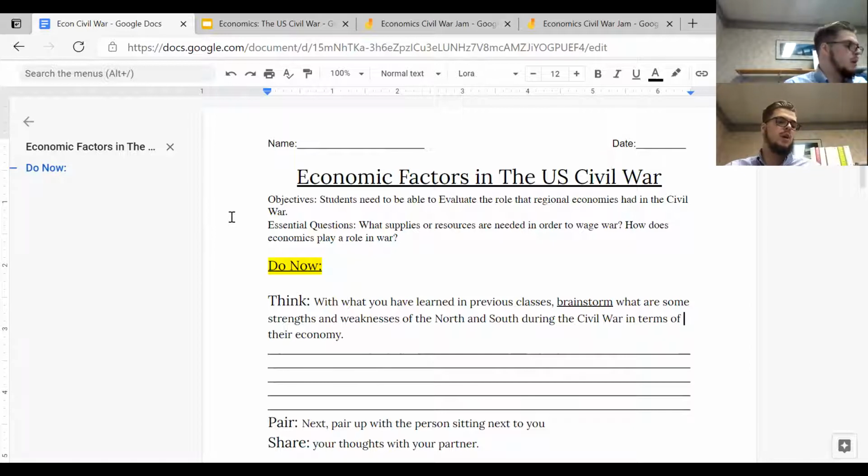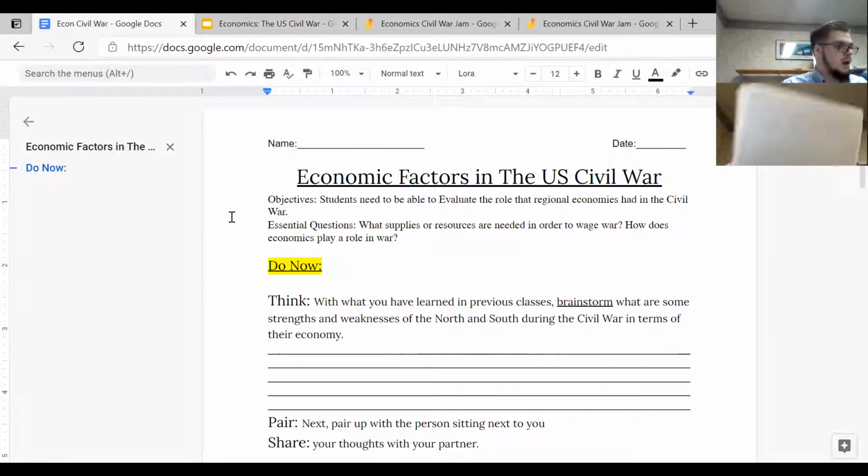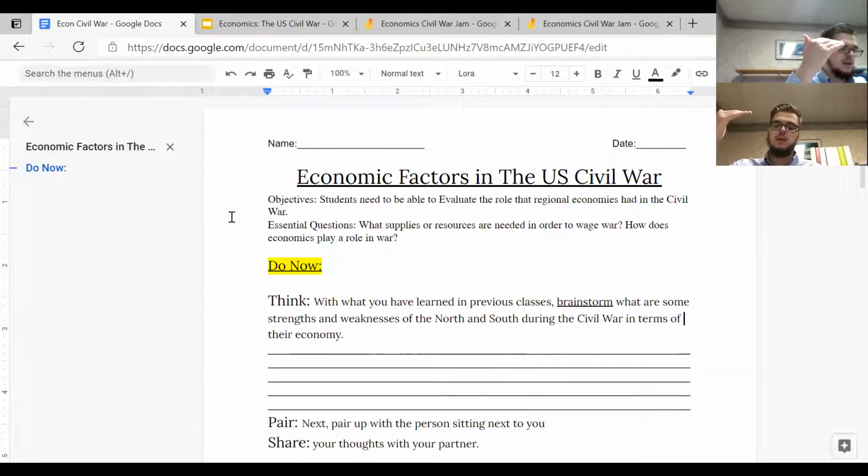Think. What have you learned in previous classes about the Civil War? Brainstorm some strengths and weaknesses of both sides of the war, the North and the South. The North has a high population, has factories, has cities. That's what I put down. For the South, I said it's primarily an agricultural center, they have ports as well as the North, and their main export at this time is cotton.